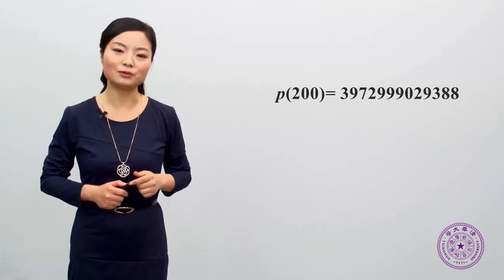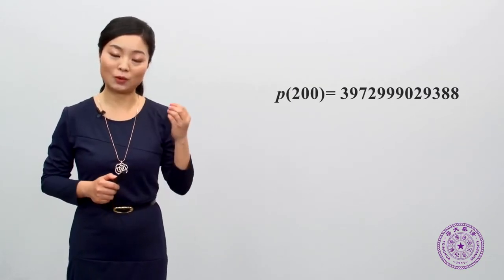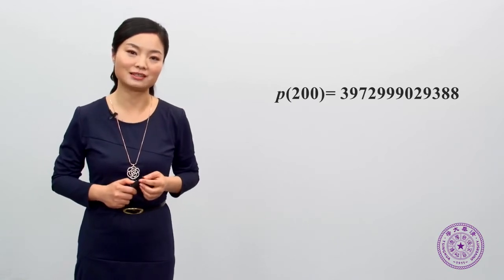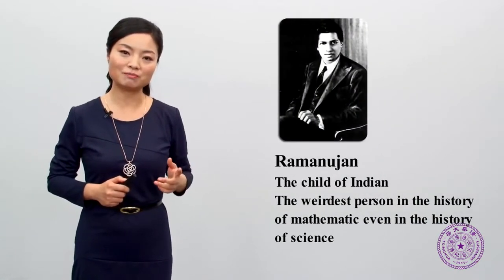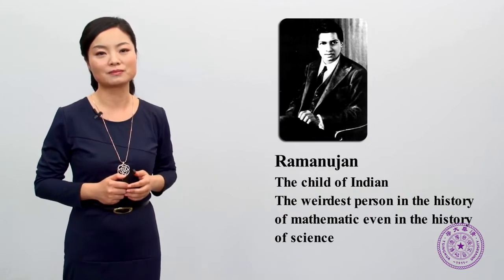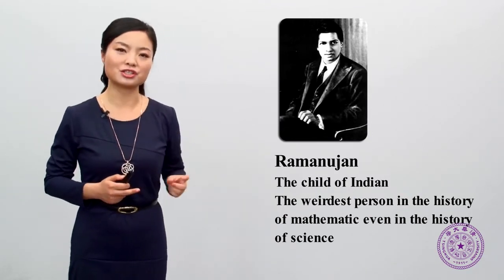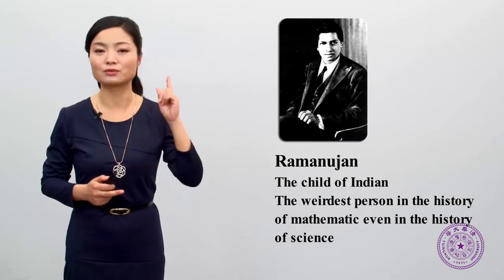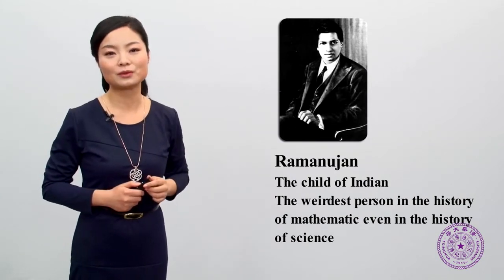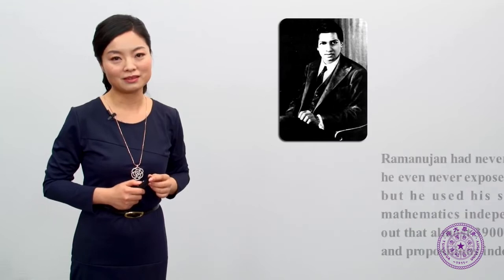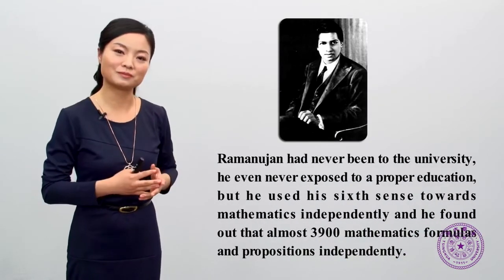Regarding Ramanujan, we do really want to spend some time to share with all of you. Ramanujan was known as the child of India. There is also someone who evaluated him in this way. They said, in the history of mathematics, Ramanujan is a very strict person, even in the history of science. Why would they say so?